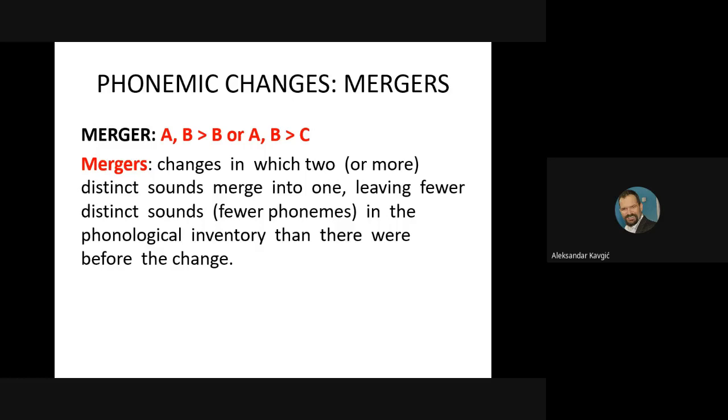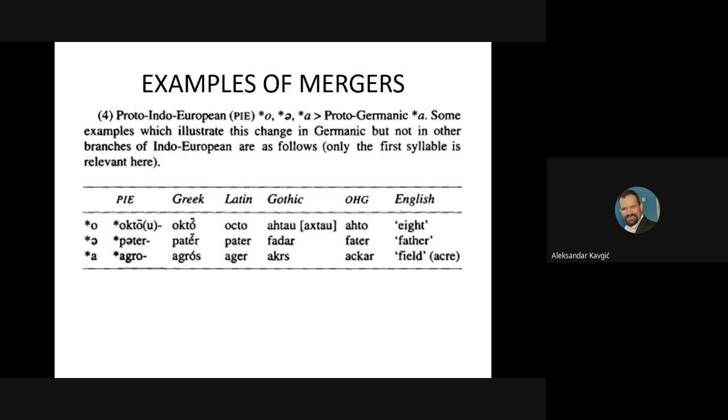And believe it or not, all Germanic languages exhibited a merger. Proto-Germanic, and therefore all languages developed from it, so all Germanic languages, in addition to the first consonant shift, underwent a merger. You have it here in this slide. This is from Lyle Campbell's book, which I mentioned, the 40 pages on sound changes. Proto-Indo-European o, e, and a all became just one sound. They became a in Proto-Germanic. And that explains why, for example, Proto-Indo-European octo, pater, and agro became achta, fater, and akar, which is actually acre today in English.